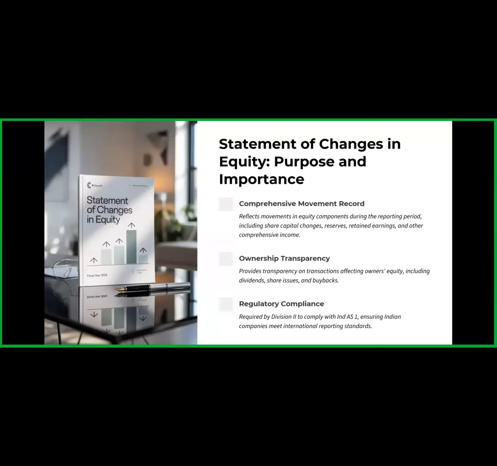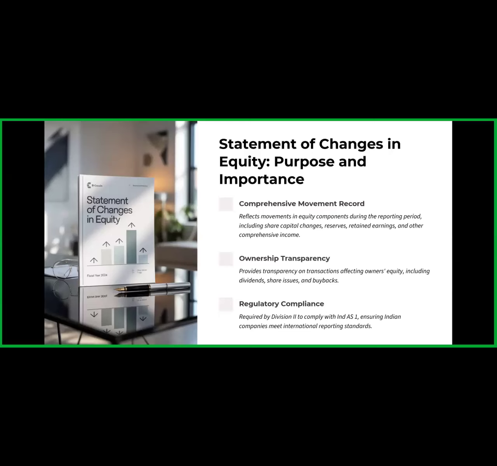By preparing this statement, we will see whether the wealth of the shareholders or the owners of the organization has increased or decreased. We know that from this statement, or from this financial information. So why is this statement important?